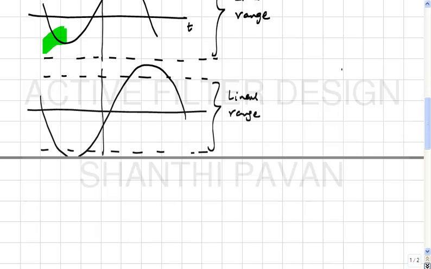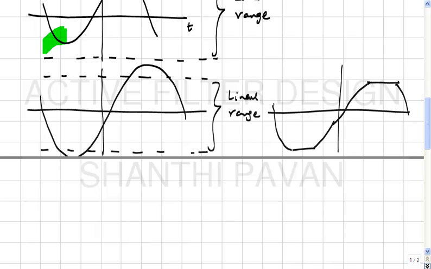What would be the output current waveform? It will be quite nice around here, then get clipped, and then do this. Similarly, do this, get clipped, and then do this. Okay, this is I versus T, this is V versus T. So this represents a situation where the input exceeds the linear range.